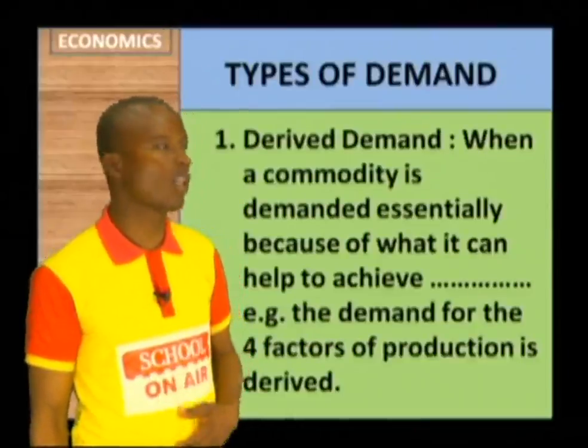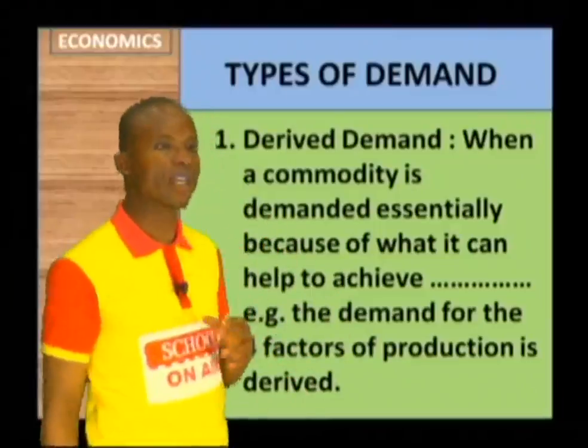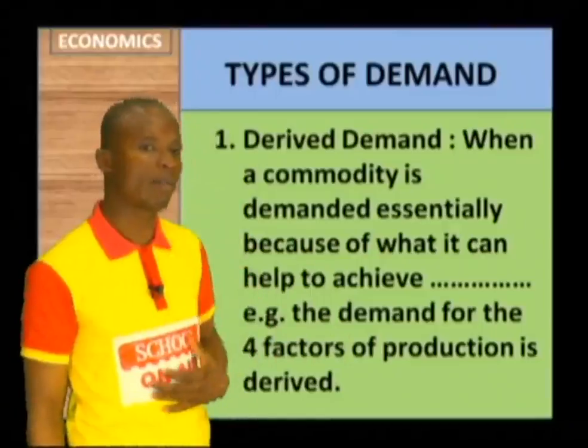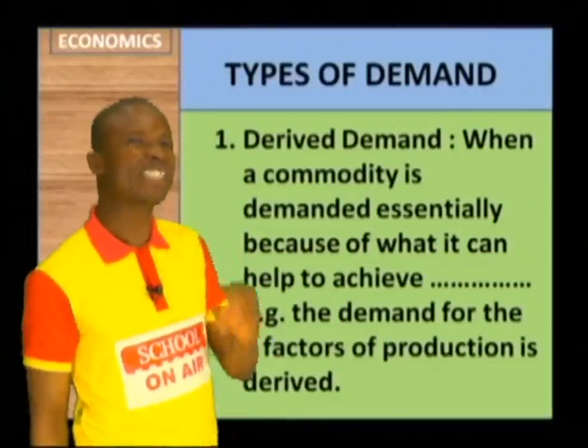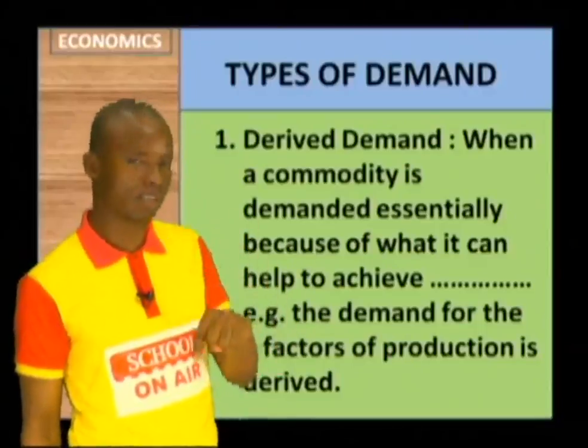Having said that, let's quickly look at the types of demand. There are basically 4 types of demand. The first one is what we call derived demand. What's a derived demand? A commodity is said to have a derived demand if the commodity is demanded because of the need that it can help to meet.